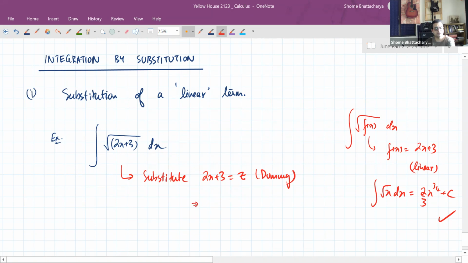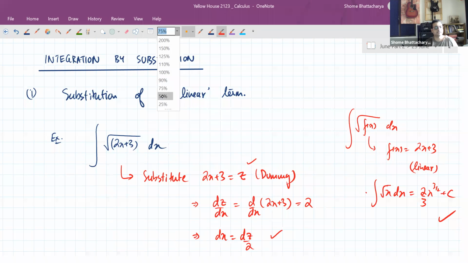Now we can see that if z is 2x plus 3, it means that the rate of change of z with respect to x, the derivative, that is dz by dx, is the differentiation of 2x plus 3, which is just 2. So now if we cross multiply this, we can see that dx is dz by 2. So now we have the second thing substituted also. Not only can we substitute 2x plus 3 as z, but we can also substitute dx as dz by 2, and thereby we can make it an integration of this particular form, this one here. So it will become very simple.